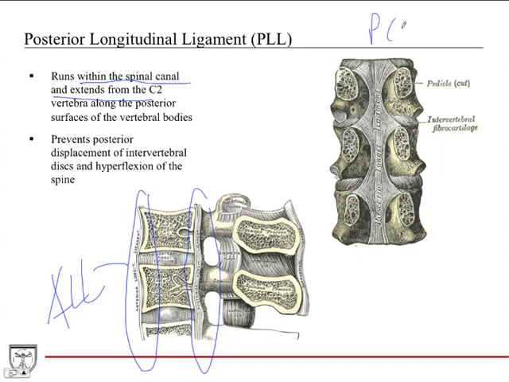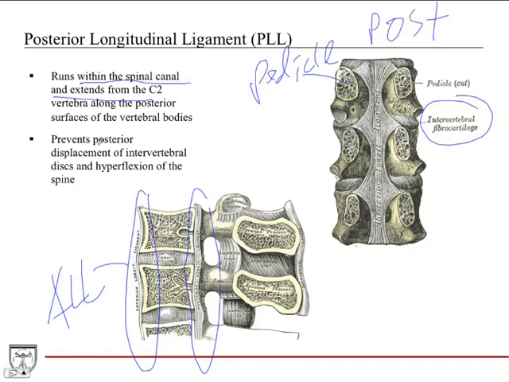So this is a posterior view, and we have the pedicles here. This is your pedicle, and then the lamina and spinous processes and all that are cut away. And so you have this PLL running down the posterior surface like this, as you can see. This is a great picture of it. And it runs just on the posterior surfaces of these discs as well.